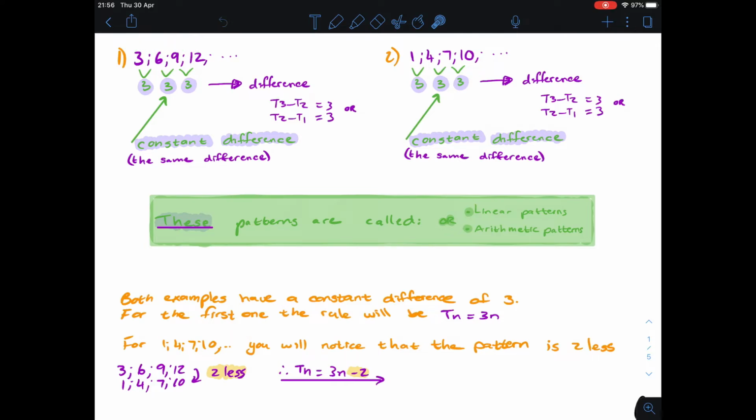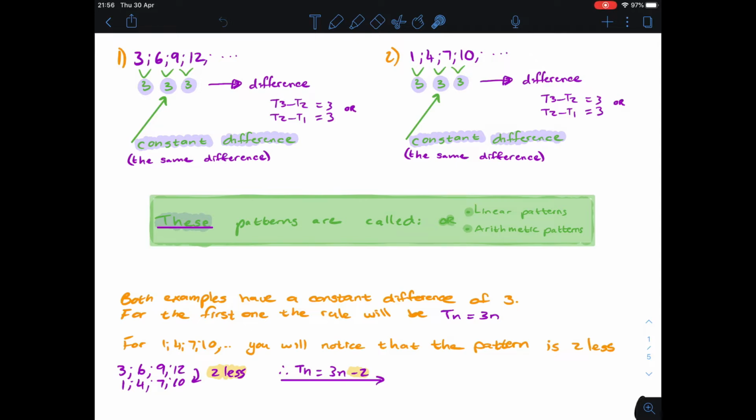And the way you get that difference is you actually say term 3 minus term 2, or you say term 2 minus term 1. And then it will give you a number, and that number is 3. So my constant difference is 3. So constant difference means the same difference. So every single time following on each other, it has the same difference. So let's have a look at example number 2.